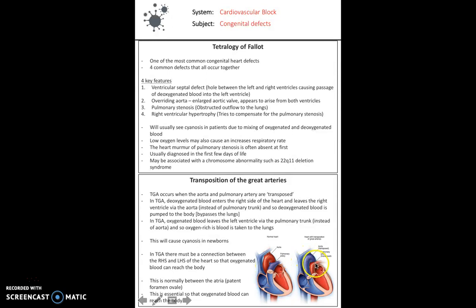And you'd normally expect oxygenated blood to enter the right atrium, right ventricle, and then up through the aorta to the body, but in this case it's leaving via the pulmonary trunk, so you're sending oxygenated blood to the lungs. This causes cyanosis in newborns, and there must be a connection between the right hand side and left hand side of the heart in order to make this compatible with life, otherwise oxygenated blood wouldn't reach the tissues.